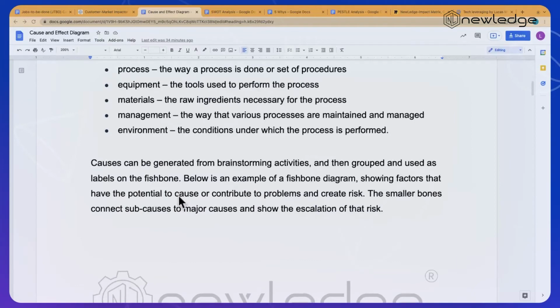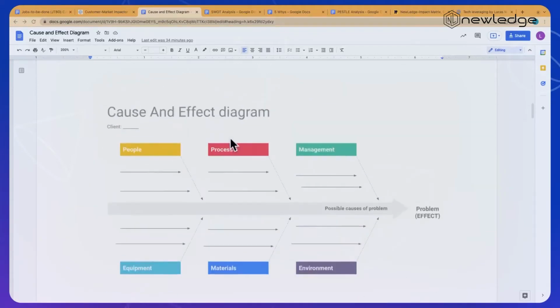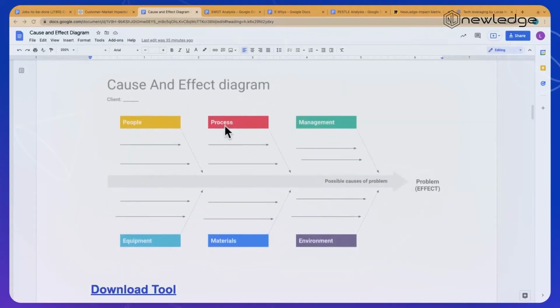We can generate those major causes from brainstorming activities, and then we can group them and use them as labels on the fishbone diagram. Let's take a look at an example. As you can see here, we're using the standard tangible product causes: people, process, management, equipment, materials, and environment. Over here, we would list the problem or the main effect, because these causes are leading to this effect.